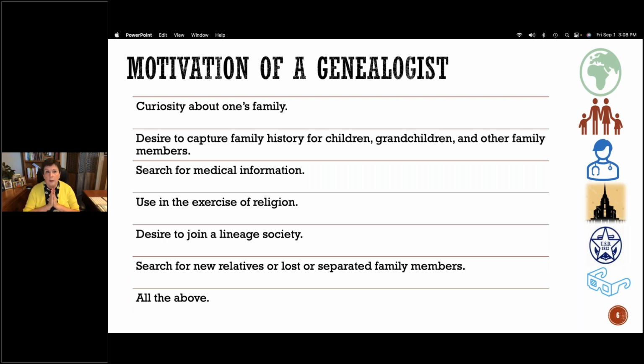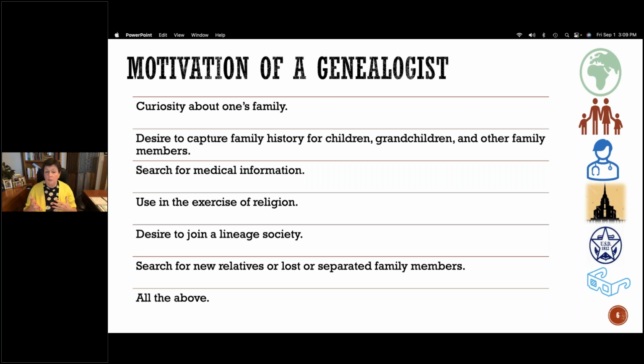Another reason for someone to become a genealogist is in the exercise of their religion. Before I get to that one, let me talk about medical information. That's the third reason that I've listed here. I had a cousin in one of the branches of my family who was really interested in what age people in our family died, and what they died from. And so she insisted that I summarize my findings in that particular story, which I did.